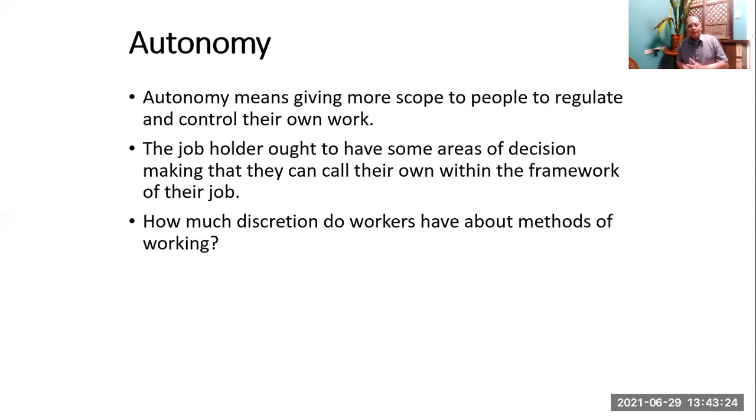Next in the job design is autonomy. So what do we mean by autonomy? Autonomy means giving more scope to people to regulate and control their own work. The job holder ought to have some areas of decision making that they can call their own within the framework of the job, and how much discretion do workers have about methods of working.